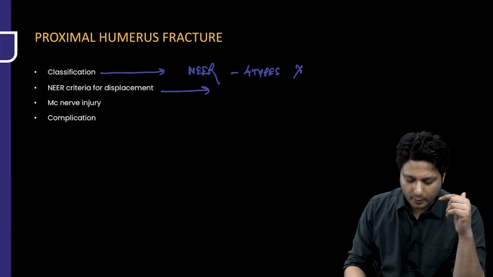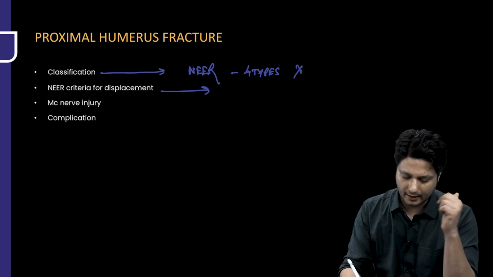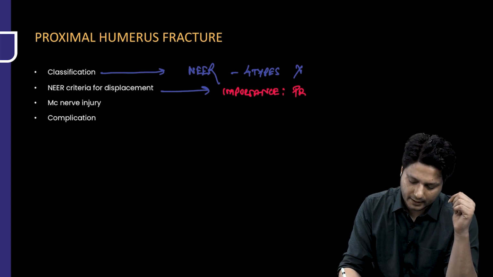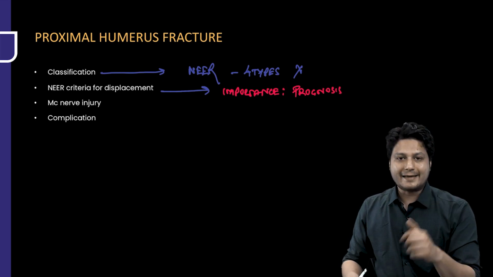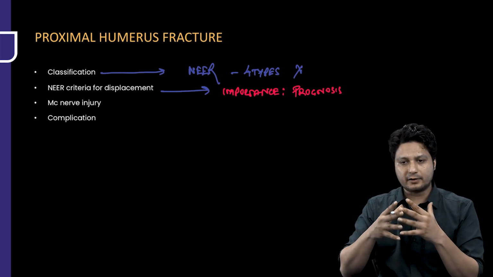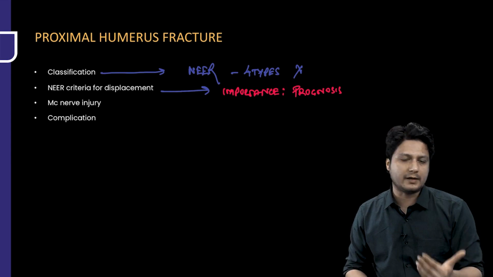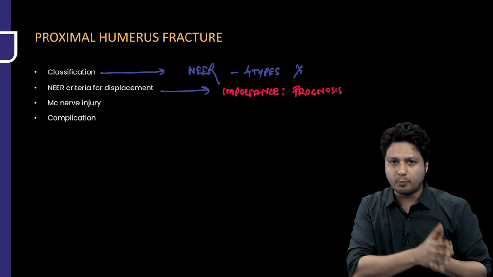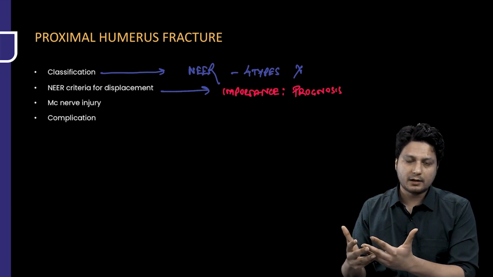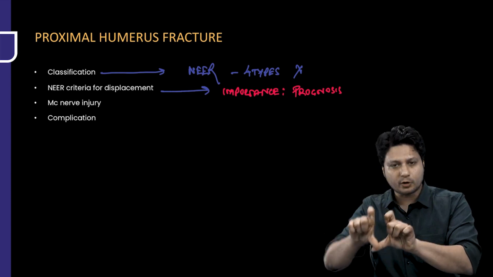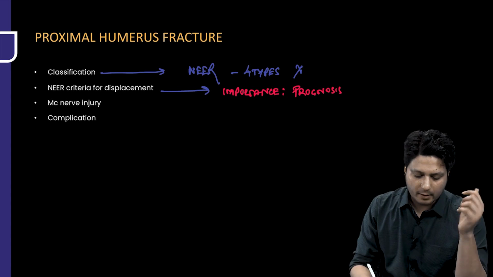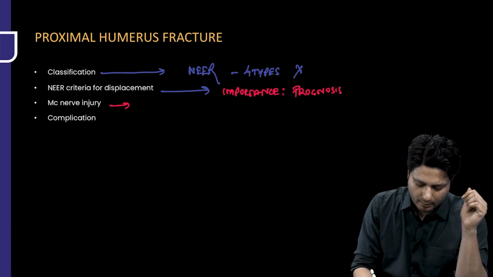Now, what is the importance of this Neer criteria? What is the importance of having this displacement? The importance is that it is responsible for estimating the prognosis. That means it is responsible for estimating the outcome of these kinds of fractures. Imagine if there is too much displacement, then the outcome is going to be poorer. The outcome is going to be difficult for that particular fracture. So it needs to be fixed in its anatomical position to have fewer complications out of it. Then point number 3 is an obvious answer for you: what is the most common nerve injury?